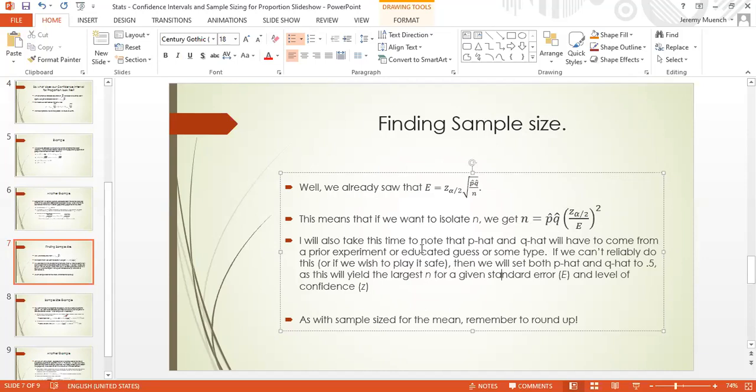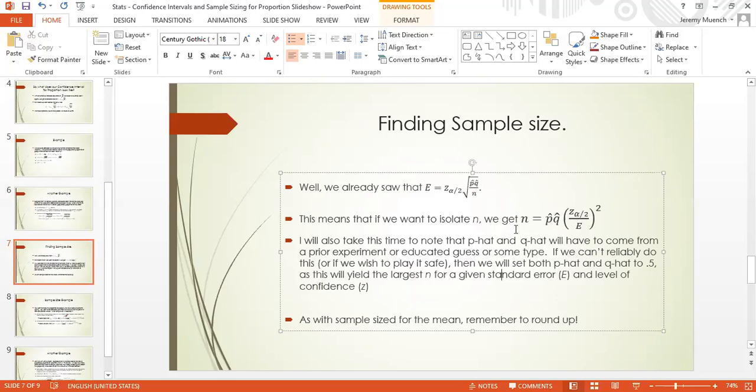But the point here is that we're not using an answer to ask a question about what the answer will be. What we're going to use is some past data if we have it. So if we have some assumption or educated guess or prior experiment that we can use to determine what we think p hat will be around, we can use that to figure out what our sample size would need to be, assuming p hat is somewhere near there. If we don't know that, we just assume the worst case scenario. P hat times q hat will be the largest when p and q are both 0.5.